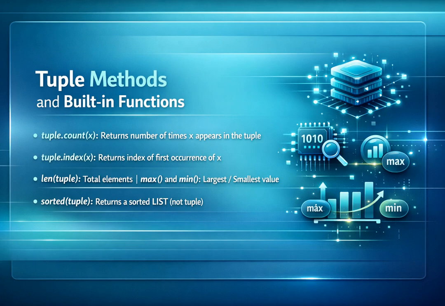Tuples have only two methods, count and index. The count method returns how many times a value appears. The index method returns the position of the first occurrence. Built-in functions like len, max, min, and sorted also work with tuples, though sorted returns a list as output.